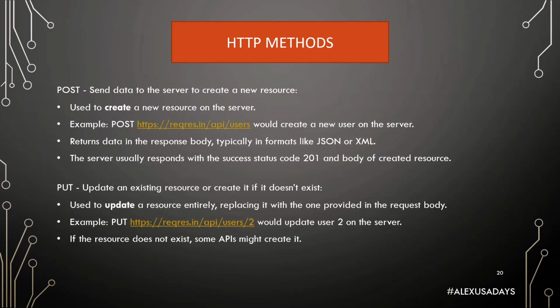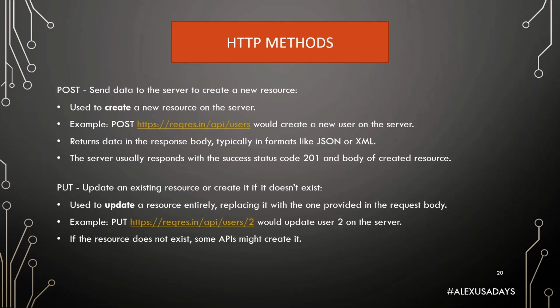The next method is POST. POST will send data to the server to create a new resource. An example would be POST, then we have the URL for the users, and that would create a new user on the server. Typically, it will also return data in the response body of the newly created resource in JSON or XML format. The server usually responds with a success status 201 and the body of the created resource.